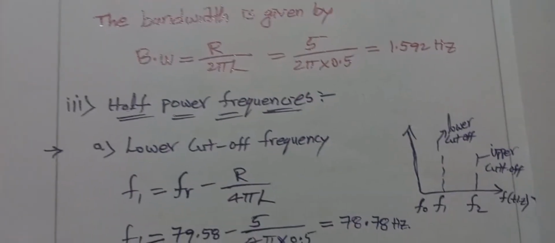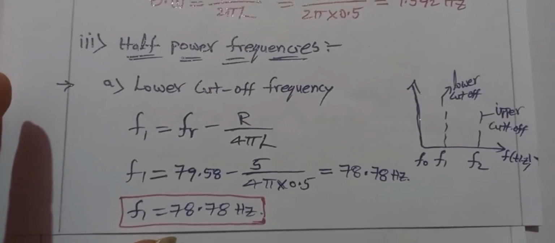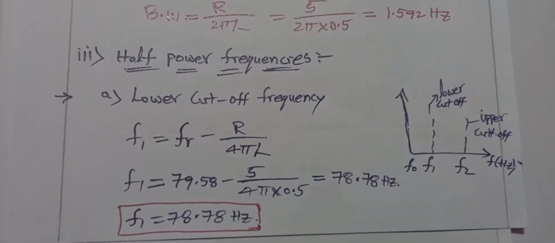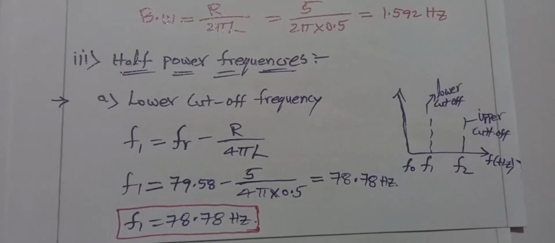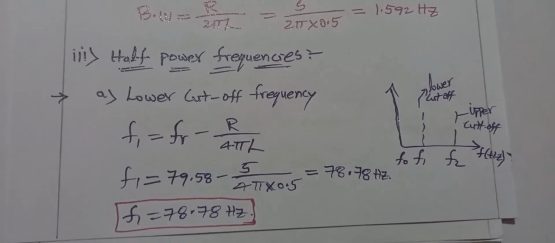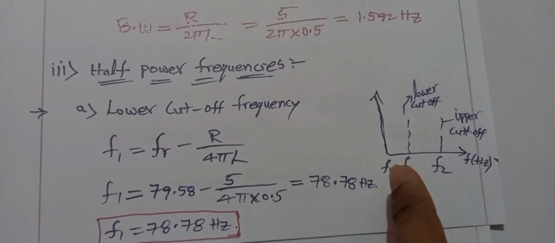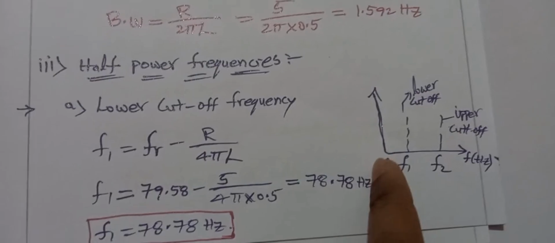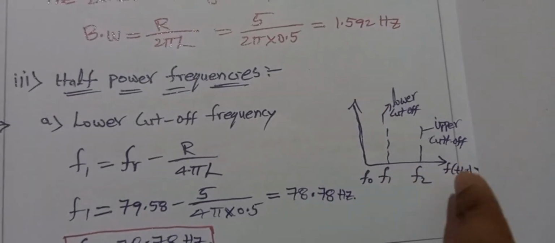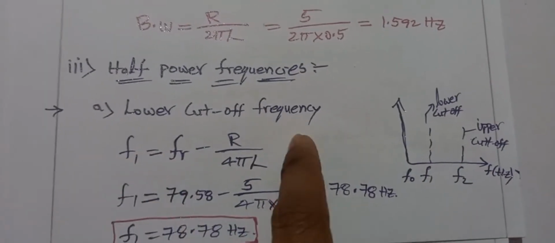And then half power frequency, already we know that this one also we have solved in a previous problem. So we have two frequencies here, half power frequencies. One is a lower cutoff frequency, another one is upper cutoff frequency. First we are going to calculate lower cutoff frequency. Already here given frequency levels F0, F1, F2. So F1 is a lower cutoff frequency and F2 is an upper cutoff frequency.